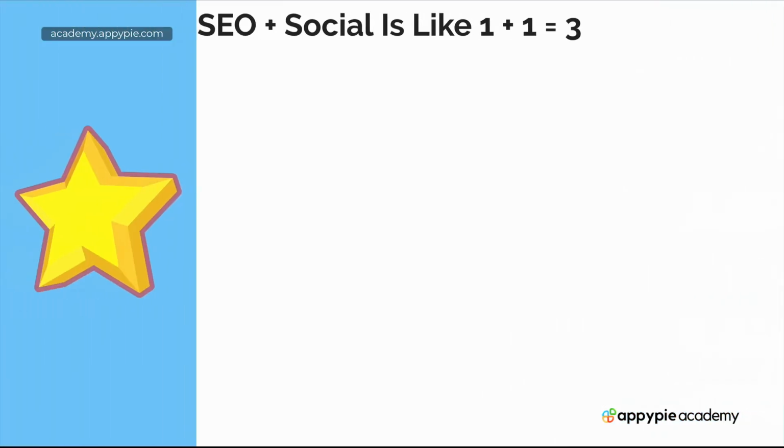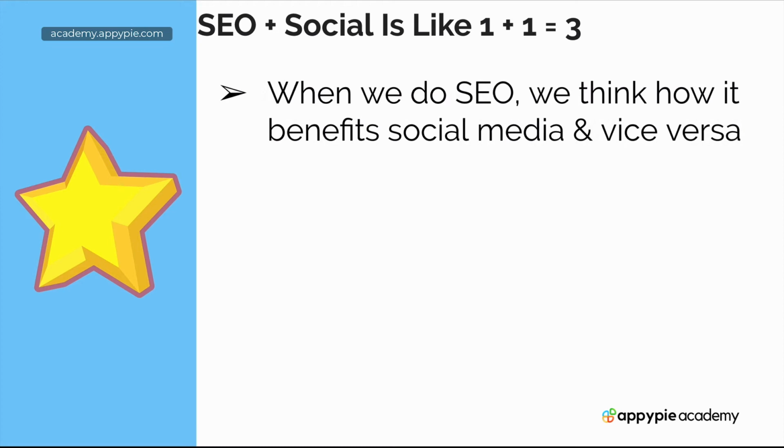In this course, we're going to apply SEO and social media, and we're going to always use them together in a way that kind of makes 1 + 1 = 3. Because when we do SEO, we always have in mind how it's going to impact our social media and vice versa. For best results, they'll have to play well together for you.